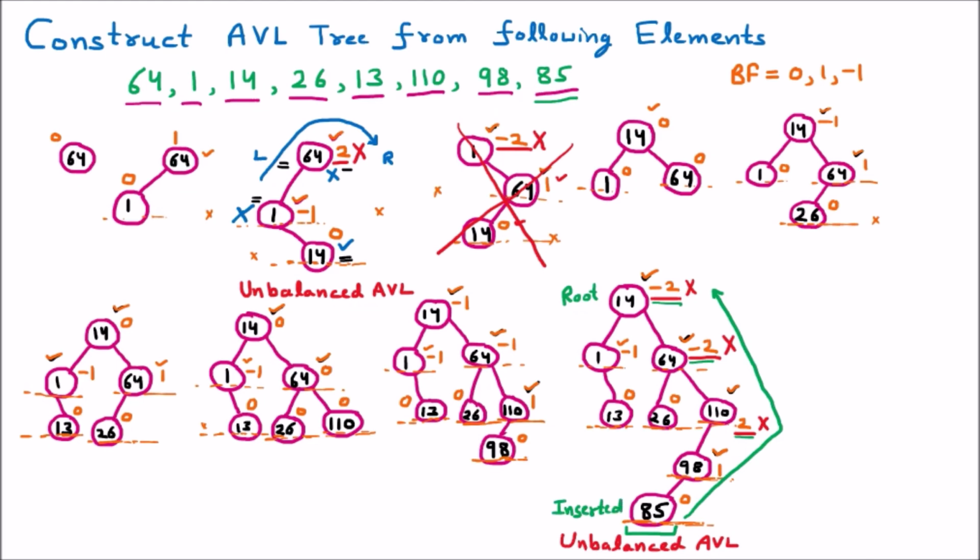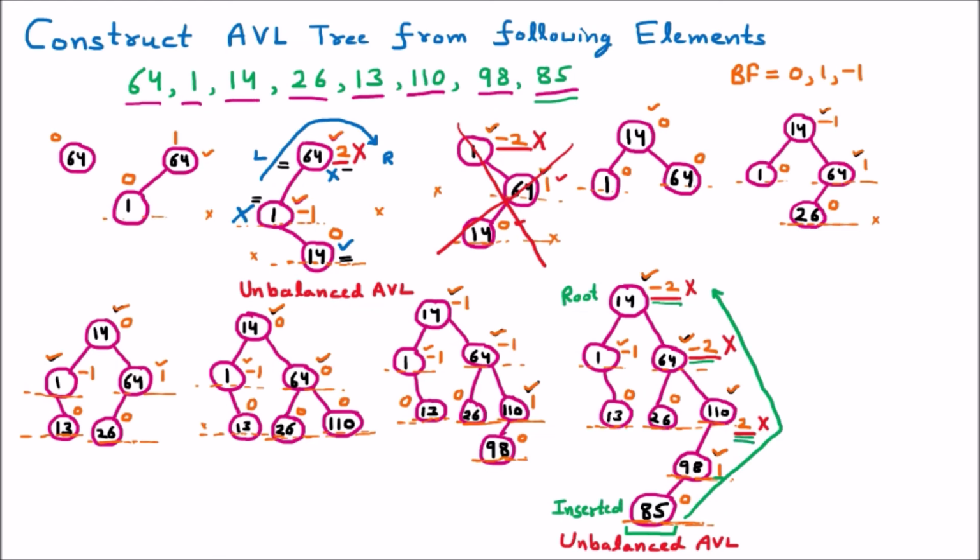So the formula says that we have to go from the inserted node towards the root, and we have to find out the first node which is an ancestor and which is not following the balancing factor criteria. If I talk about 98, it is following the criteria because the balancing factor is 1, so no problem. Talking about node 110, their balancing factor is 2.